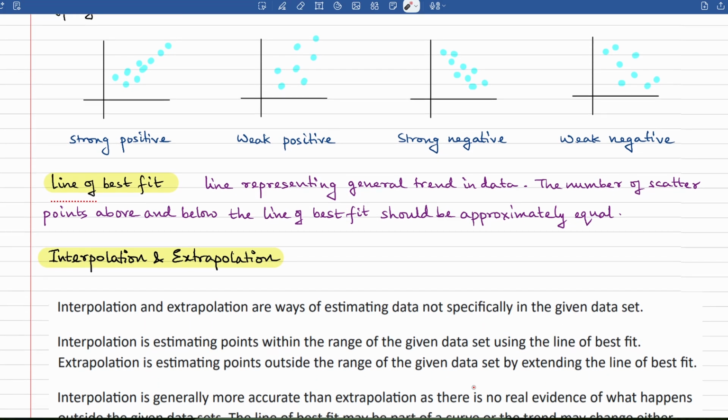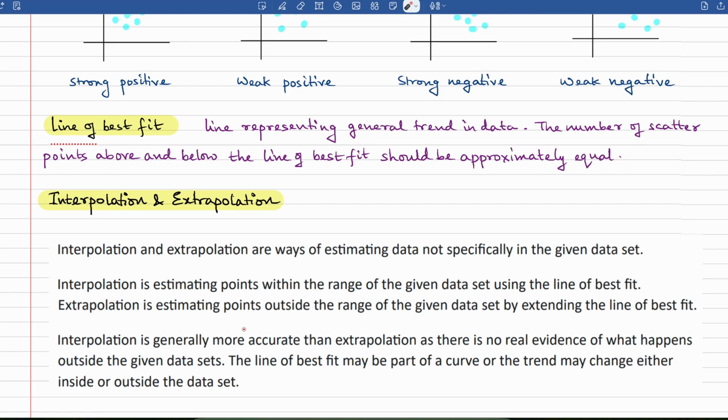We have two more points to discuss, which is interpolation and extrapolation. Again, these are separate chapters in mathematics when you go to college. But for now, we will just know the definitions, like what is interpolation and what is extrapolation. So interpolation is estimating points within the range of the given data.